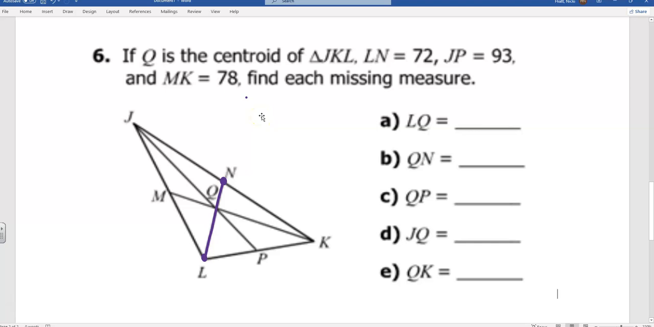Gotcha. All right, so LN is 72. This whole thing is 72. Right there. And then it's going to ask us for Q here, just this piece. What do you guys think about that? What should we do?